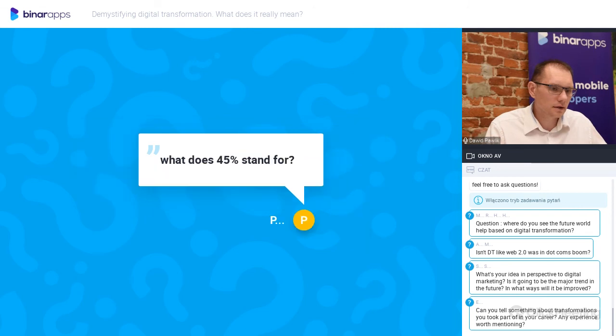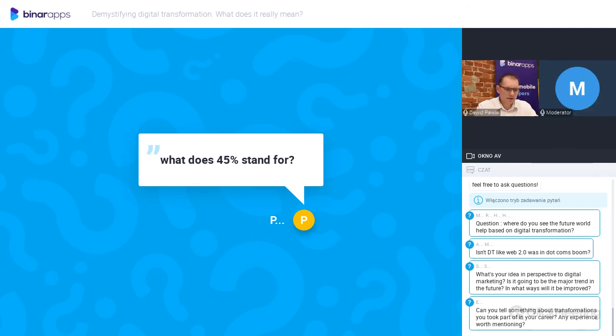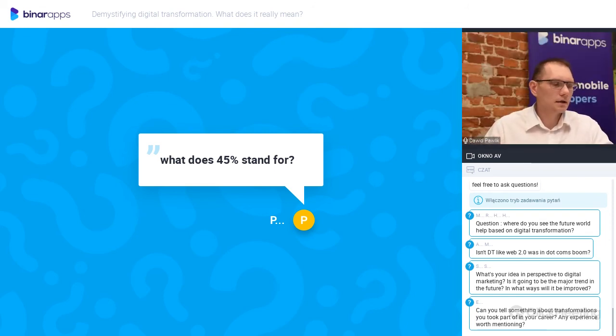Okay, thank you. This is a slide with, let me come back to this. 45%. Okay. Well, it's a total effect of increasing success. So when you want to have a successful digital transformation, it's a total effect of those 5 elements. This is it. This is the 45%. Okay. Are there any more questions?